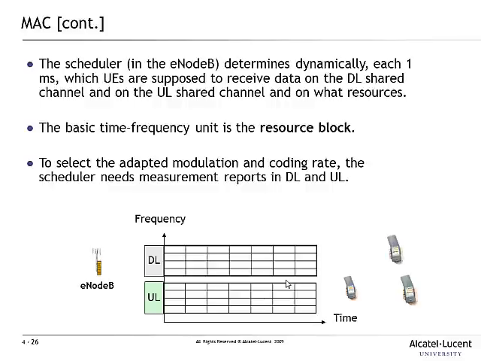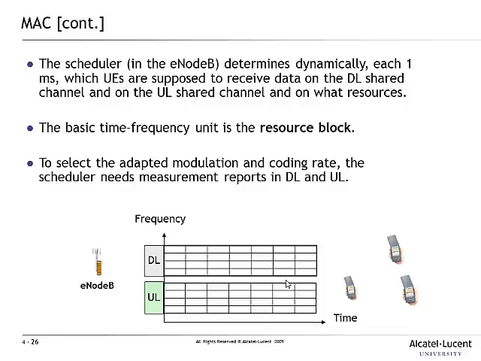So this is the point that I have just mentioned, that it's the scheduler in the eNodeB that determines dynamically on a 1 millisecond by 1 millisecond basis which UEs are supposed to receive data on the downlink channel and on the uplink channel. And as I mentioned before, the resource block, or the physical PRB, is the basic unit that is allocated to users.